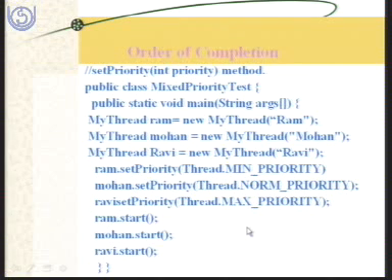max priority. So you can easily conclude that if you run this program, the thread Ram will be executed last, means Ram will be the last thread to finish, Mohan will be the second last thread to finish, and Ravi will be the very first thread to finish, because the priority of the Ravi thread is maximum, that is 10, and it is more than any other thread in this program.